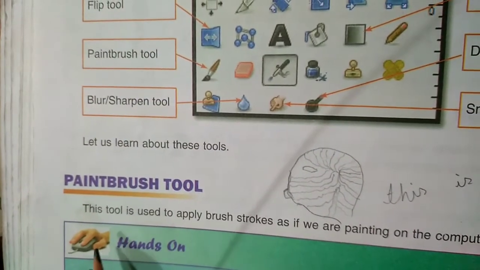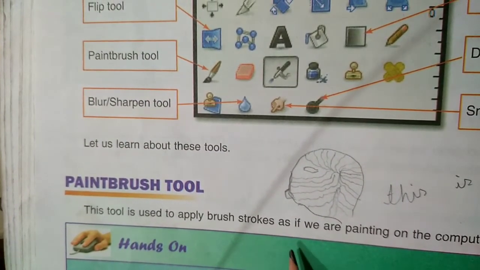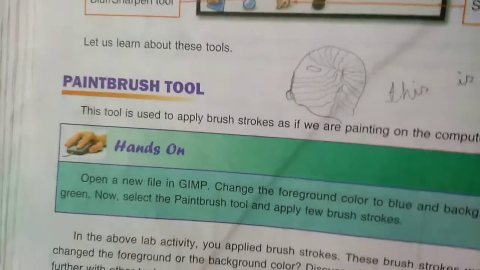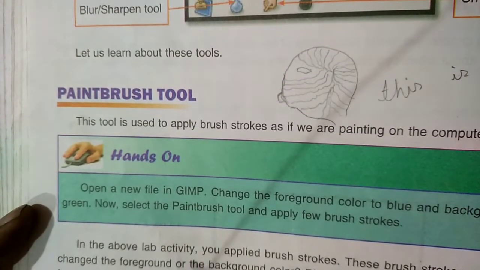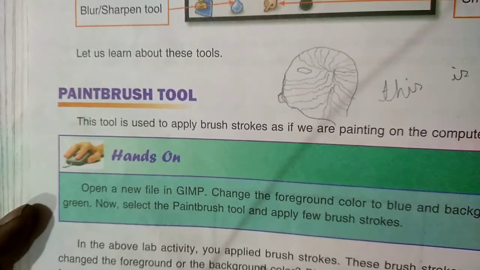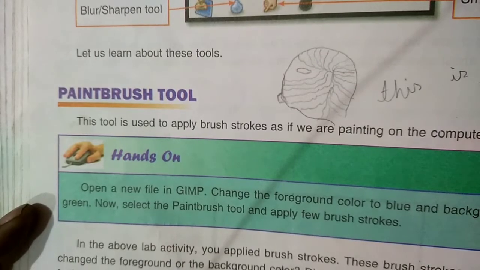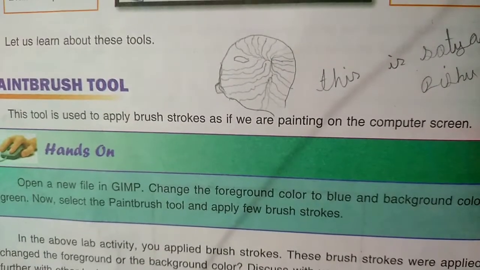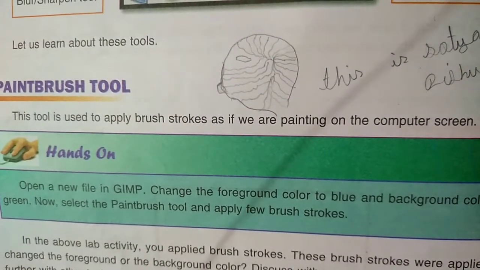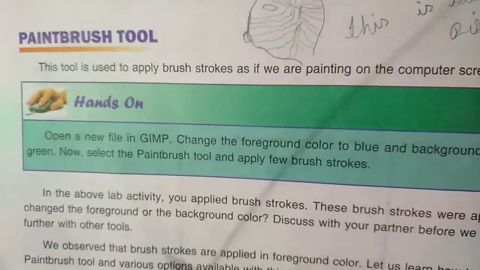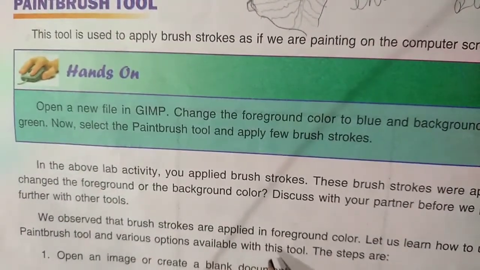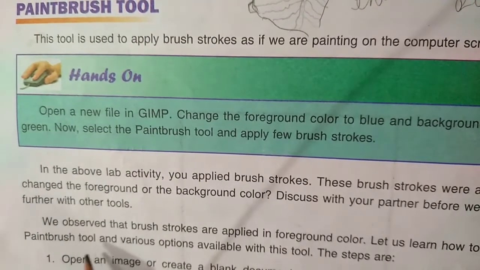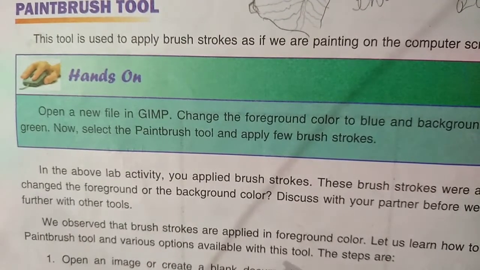Paintbrush tool. First, this tool is used to apply brush stroke as if you are painting on the computer screen. Brush strokes. In the above lab activity, here you are using brush strokes. These brush strokes were applied or changed the foreground or the background color. You observe that brush strokes are applied in foreground color. How do you use paintbrush tool and various options available with this tool?